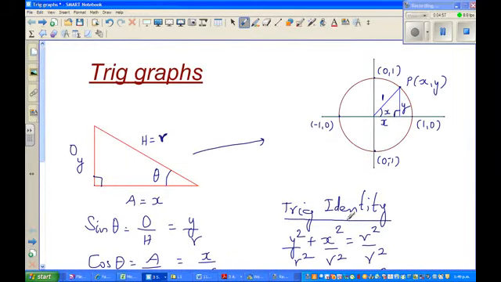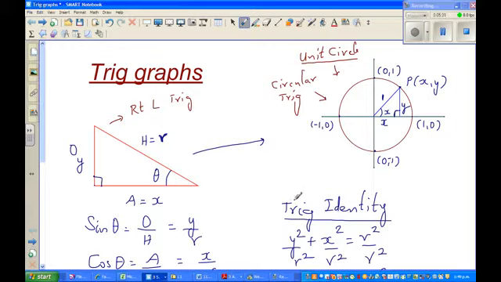Now this is called a unit circle. The unit circle is the foundation of circular trig. This is called the right angle trig, and this is called the circular trigonometry. This is the extension of this.